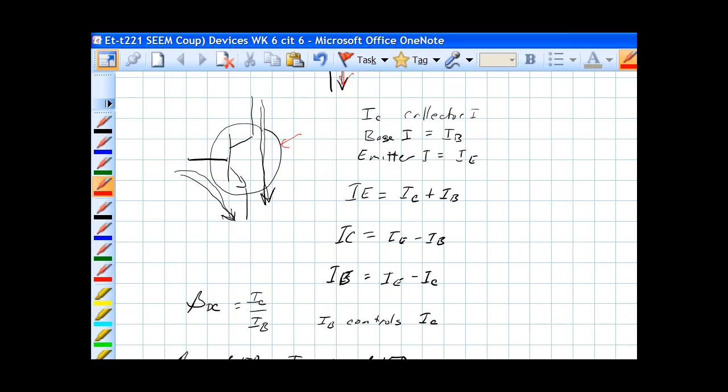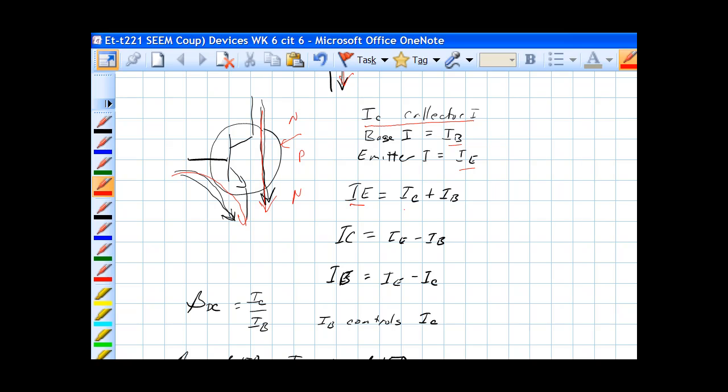We need to talk about collector current and base current and their relationships. IC is the collector current. That's this current here. Base current goes from base to emitter. This is on an NPN. We're going to deal mostly with NPN transistors until we get used to them. We have emitter current IE. So we have IC, IB, and IE.